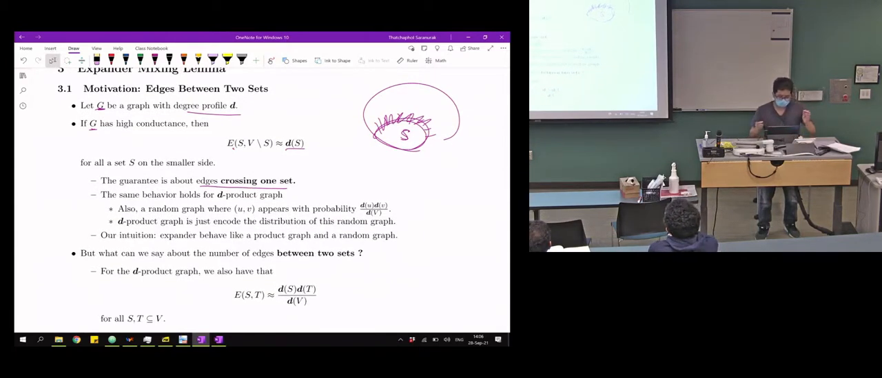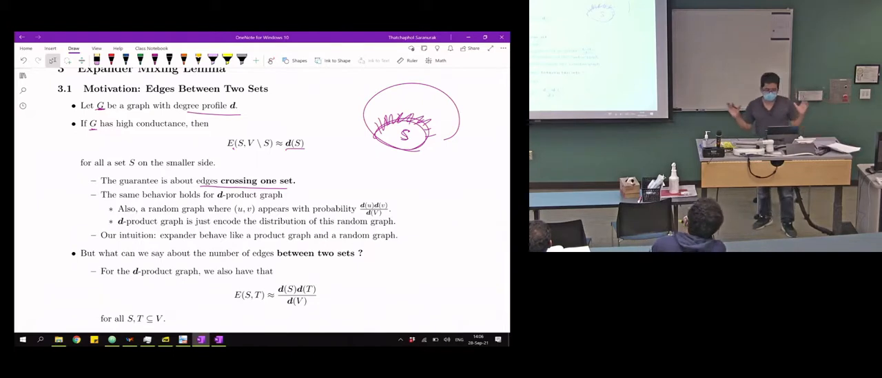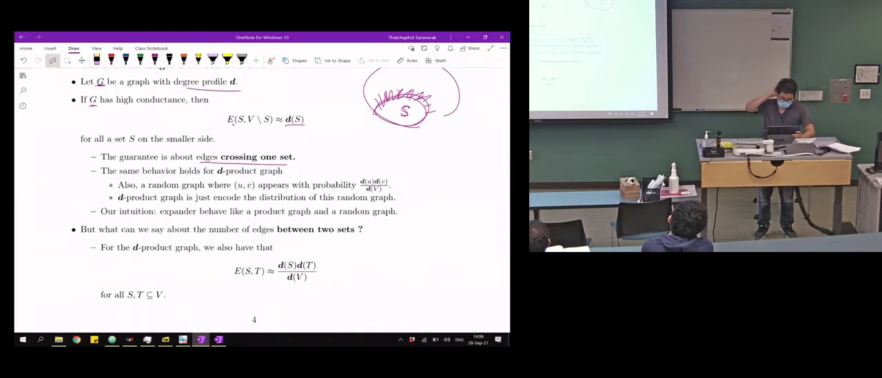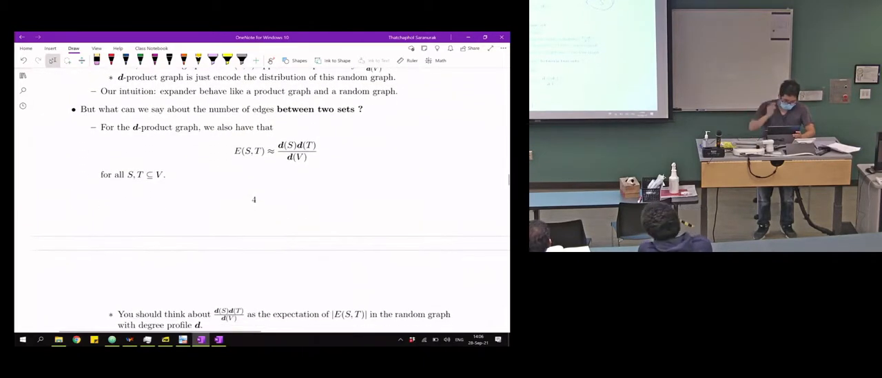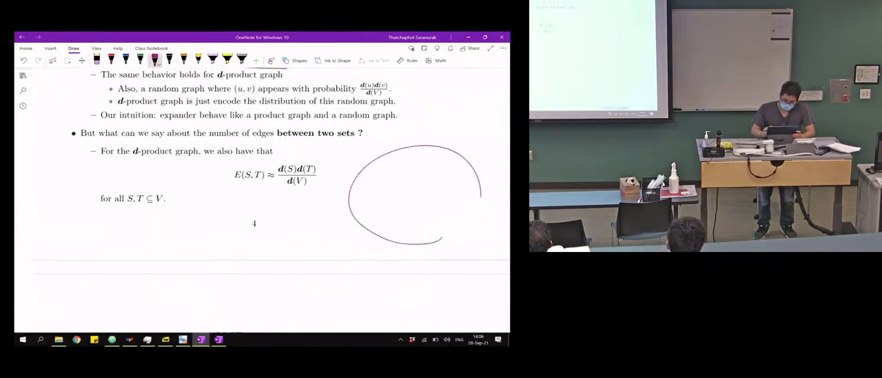We like this because it has the same behavior as the product graph, or in some sense the complete graph. It mimics a very well connected graph. So can we say something stronger? That is, what if we look at two sets S and T instead?